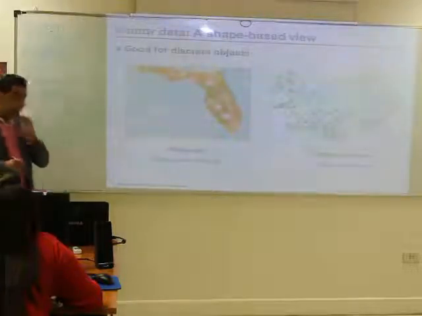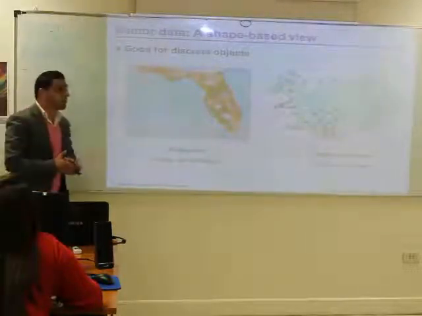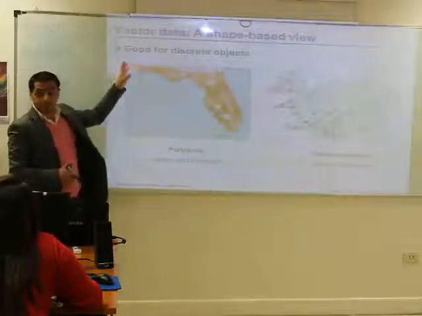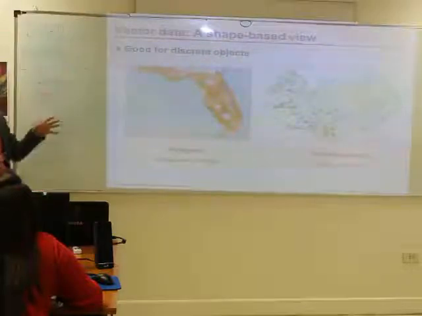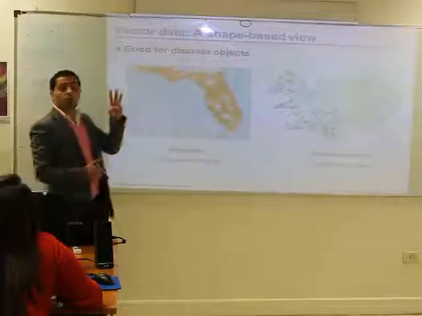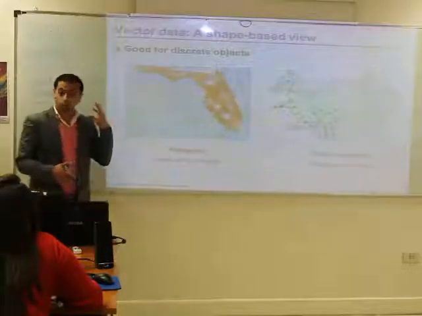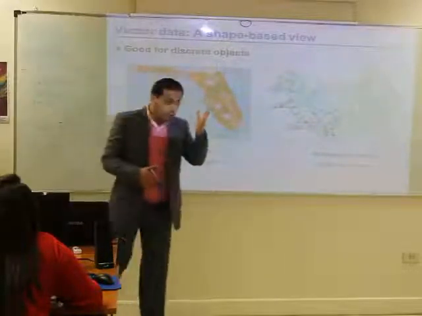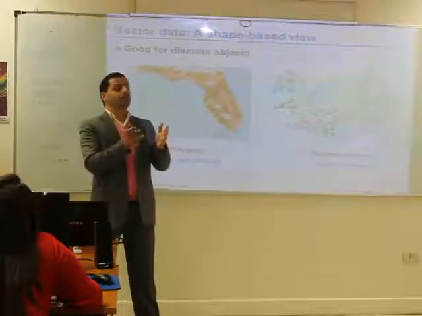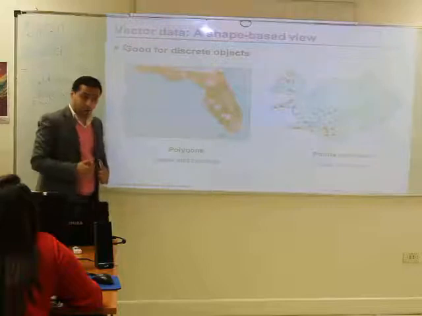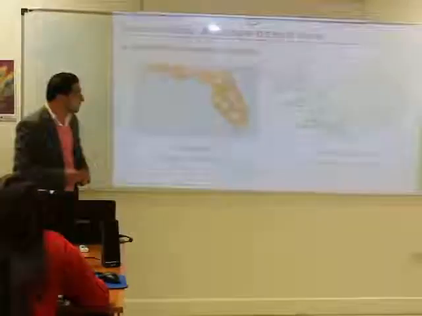So we can store data, as we said, in two types. The first type is vector data. The vector data is a shape-based view that consists of three geometry types. We learned those three geometry types before, right? So, Ashraf, can you tell me what are the three geometry types? Points, lines, and polygons. Good, perfect answer.